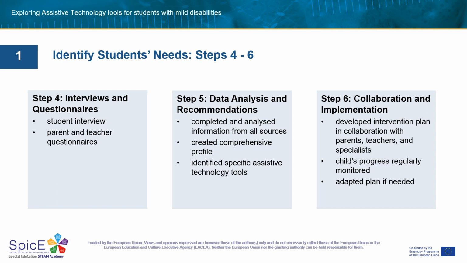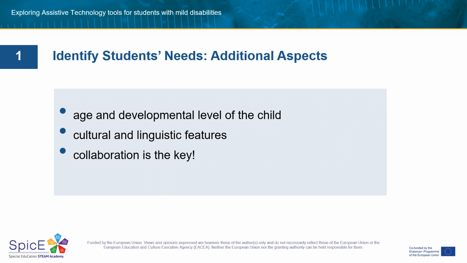It should be done in collaboration with parents, teachers, and specialists to create a personalized intervention plan incorporating strategies, accommodations, and assistive technology recommendations. The child's progress with implemented assistive technology should be regularly monitored, and the plan should be adapted as needed to ensure ongoing success. There are also several additional aspects that should be considered.